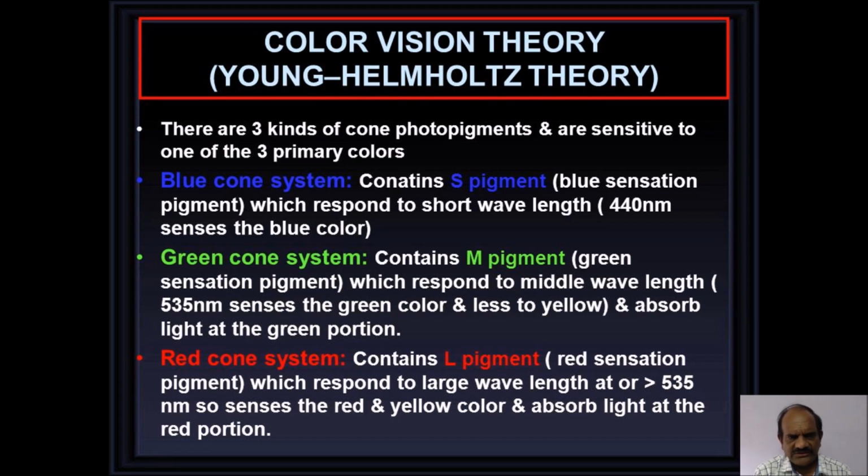The third type of cone, which is meant for perception of red color, is the red cone system, which contains L pigment, the red sensation pigment, which responds to long wavelengths at or more than 535 nanometers, so it senses the red and yellow color and absorbs light at the red portion.